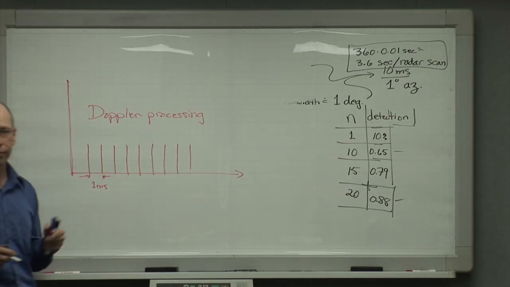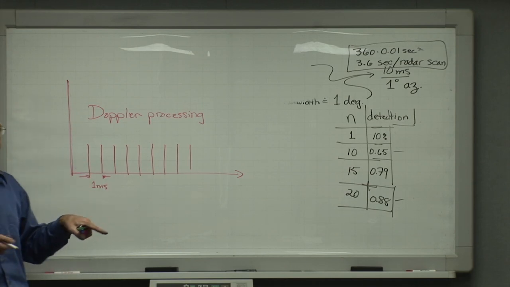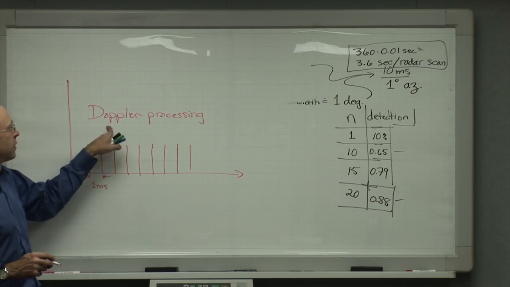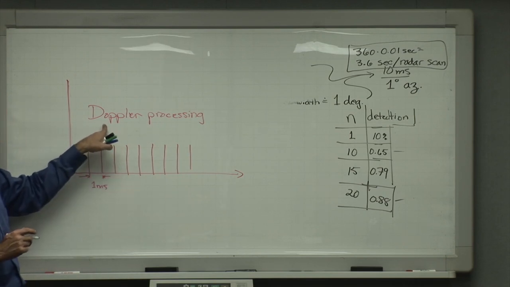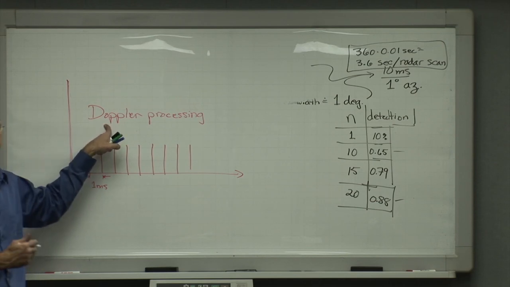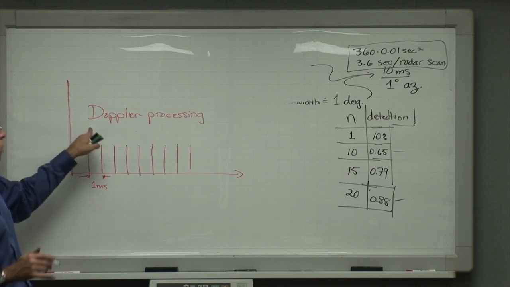One is to tell what the actual velocity of a target is. The second is to eliminate things on the plan position indicator that aren't moving at all. You can set a minimum threshold for the Doppler processing that says if anything has less than a certain amount of phase shift in the receiver, it must be going below a certain speed, and it's not a target I care about, and I suppress it on the radar display.